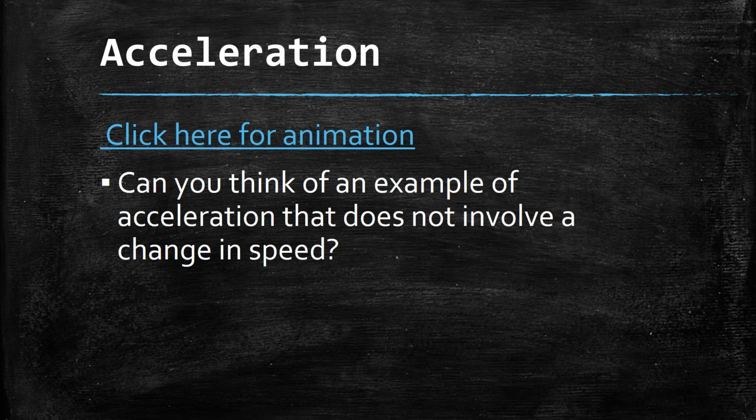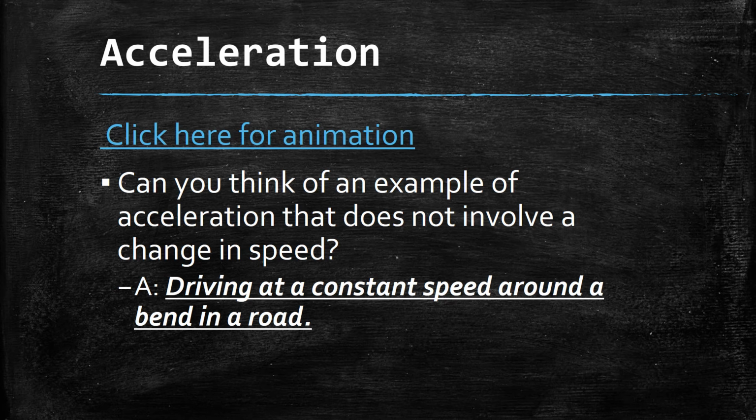So think about a car for an easy example. Think about what acceleration is, and think about when a car will not involve a change in speed? Let's take a look at the answer. So, driving at a constant speed around a bend in a road would be your answer to this.